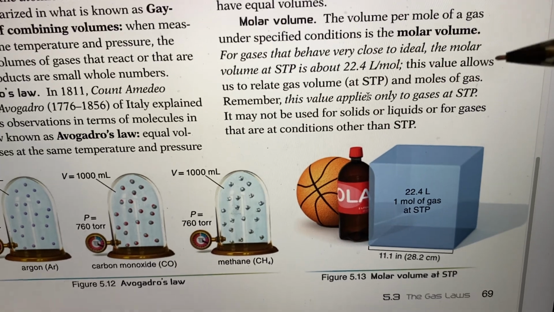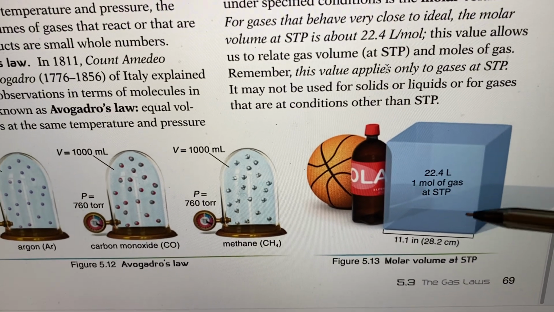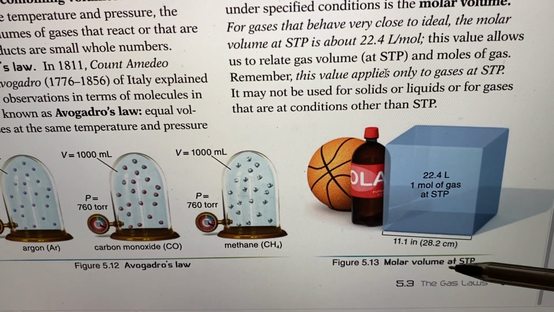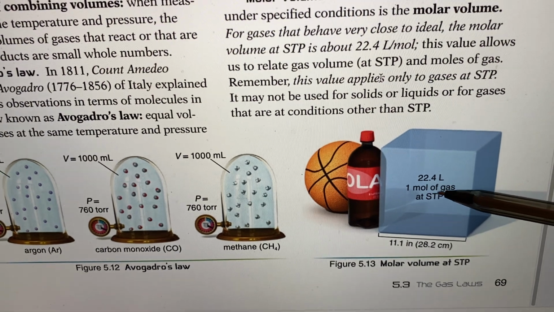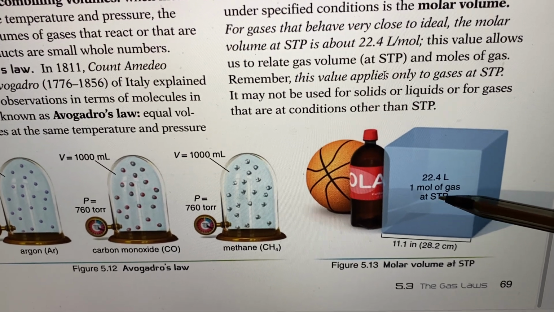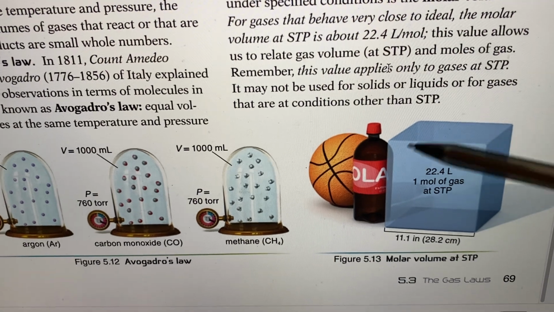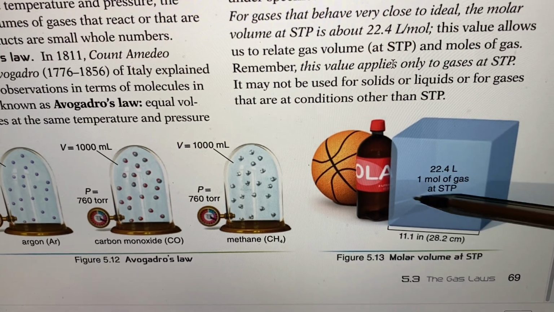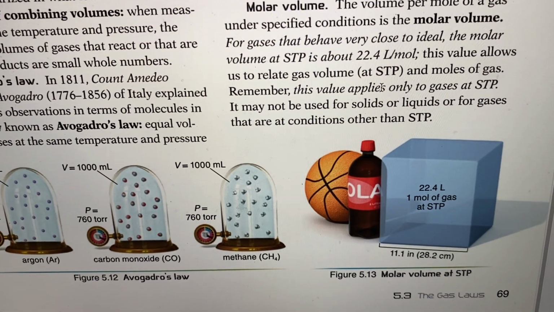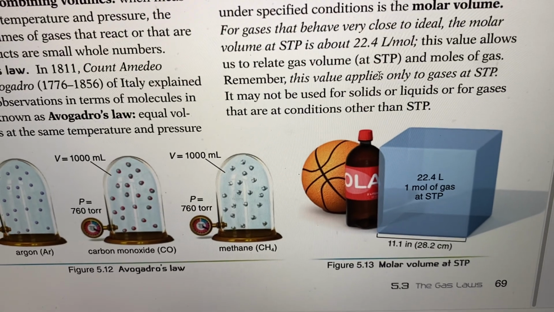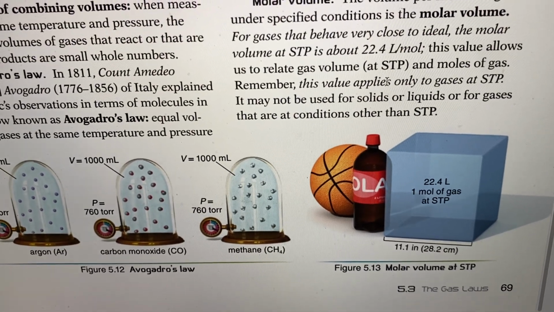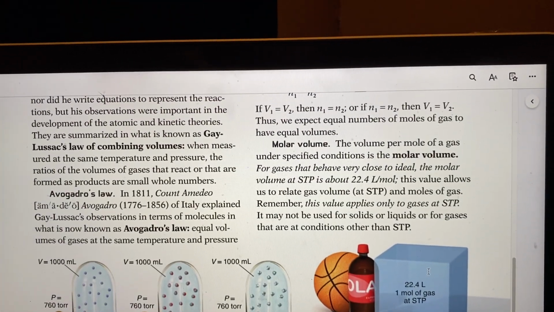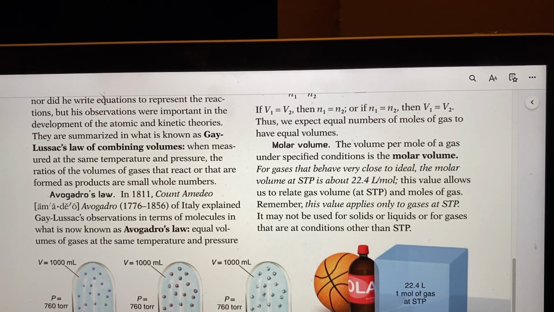But here's a picture of it. So if we want to find 1 mole of gas at STP, any mole of gas, at standard temperature and pressure, is going to be about 22.4 liters. When you're thinking of a liter of cola and a liter of this, we're going to be at 22.4 liters. Okay? Just remember that number, 22.4. Recognize it on a test. If it says molar volume, you're going to say 22.4 liters. So, on to the next.